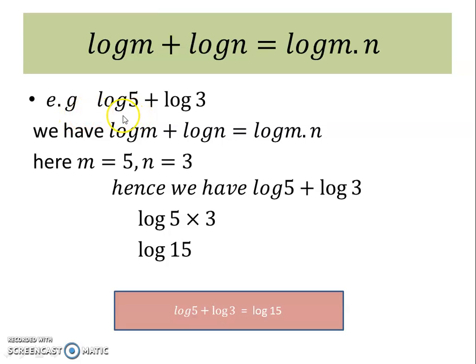For example, log 5 plus log 3. We have log m plus log n is equal to log m into n. I put the value m is equal to 5, n is equal to 3 in the left hand side of the above expression. So log 5 plus log 3 is equal to log 5 into 3, so log 15. So the final answer we derive: log 5 plus log 3 is log 15.